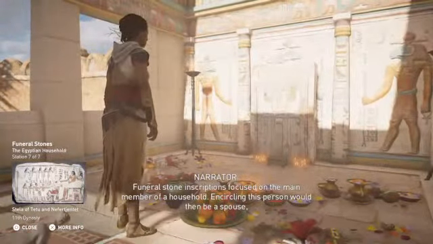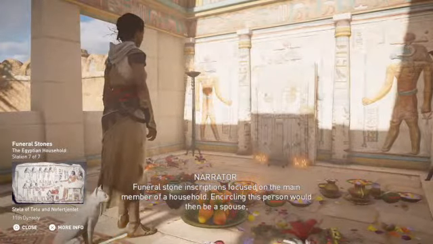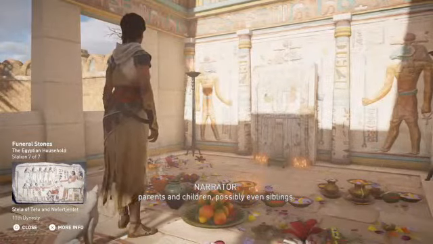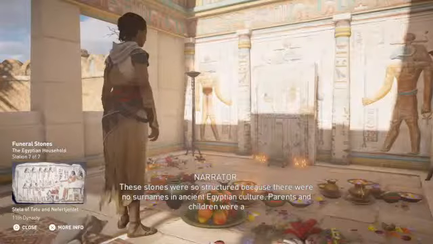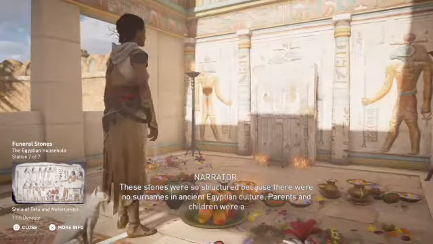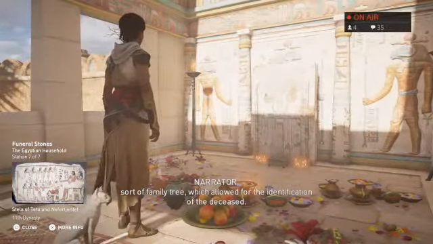Funeral stone inscriptions focused on the main member of a household. Encircling this person would then be a spouse, parents, and children, possibly even siblings. These stones were so structured because there were no surnames in ancient Egyptian culture. Parents and children were a sort of family tree, which allowed for the identification of the deceased.